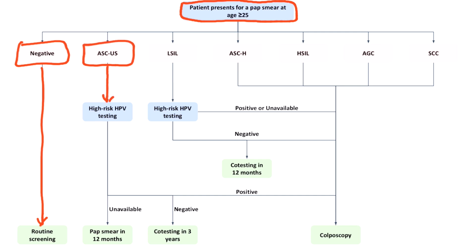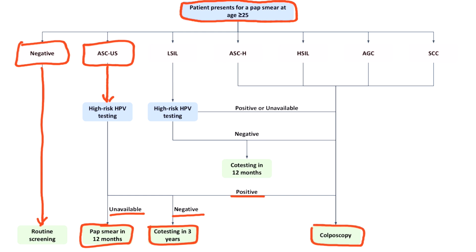If it is unavailable, clinicians should repeat a pap smear in 12 months. If it is negative, clinicians should repeat a pap smear with HPV co-testing in 3 years. And if high-risk HPV testing is positive, clinicians should proceed straight to colposcopy. If the pap smear results show LSIL, clinicians should once again consider high-risk HPV testing. If it is positive or unavailable, clinicians should proceed straight to colposcopy.